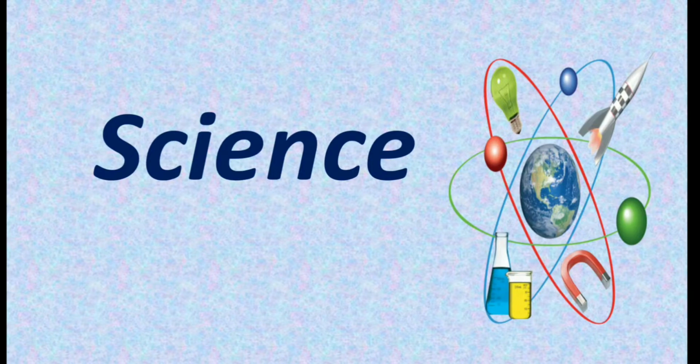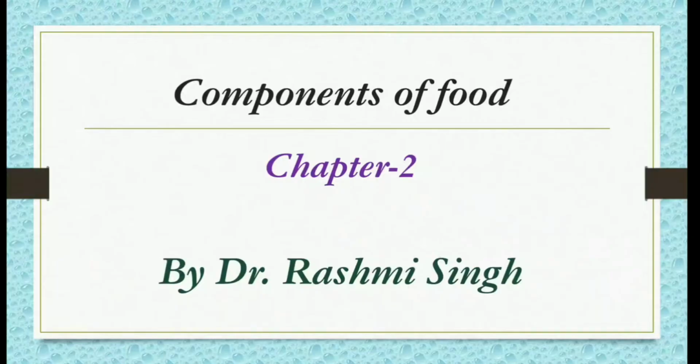So after completing the first chapter of Class 6 Science NCERT, Food: Where Does It Come From, in my previous video, let's now take the second chapter of our book, that is Components of Food.